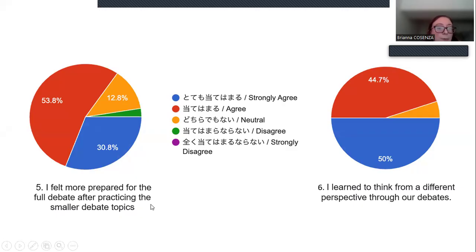I felt more prepared for the full debate after practicing the smaller debate topics. Again, the smaller debate topics were before that in Unit 7, when, you know, the McDonald's versus Mossberger one. Number 6, I learned to think from a different perspective through our debates. I also was very happy with this, mostly agreeing with just one neutral.